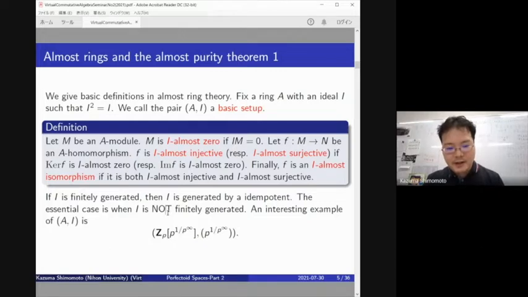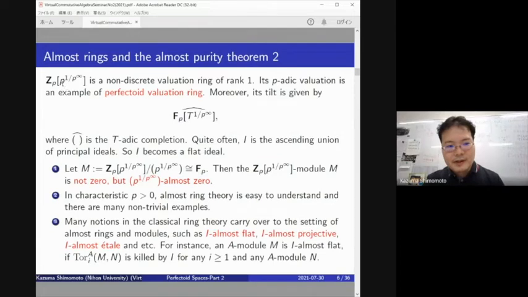The most basic example is the following. Let's take the basic setup to be the pair with Z_p, then you adjoin all p-power roots of p. Then you get a huge infinite integral extension, and the ideal is generated by all p-power roots of p. In this case, this is a non-discrete valuation ring of rank 1. And if we take its p-adic completion, sorry, its p-adic completion is an example of a perfectoid valuation ring.